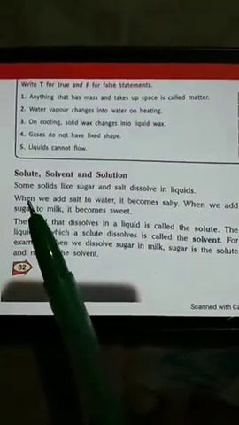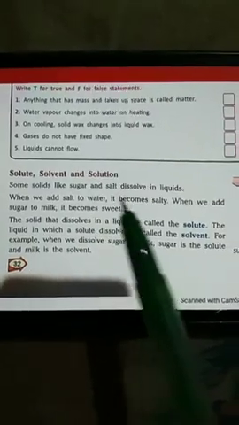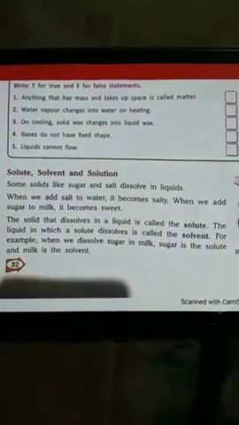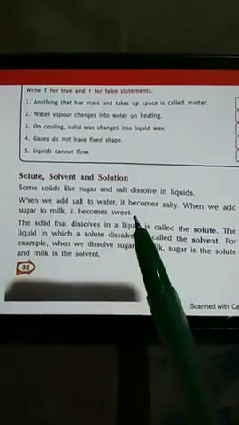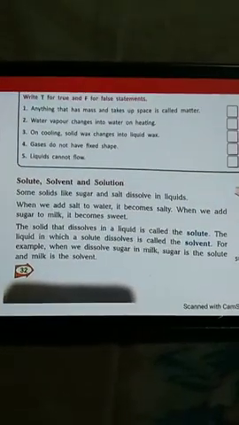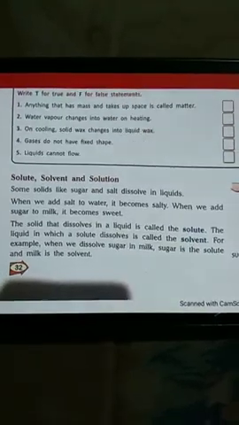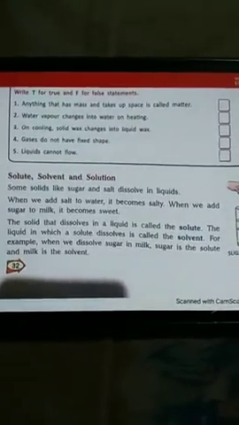So when we add salt to water, it becomes salty. When we add sugar to milk, it becomes sweet. So when we are preparing a sharbat, we are adding sugar to the water. The sugar gets dissolved, means gets mixed with the water properly, and makes the water sweet to taste.